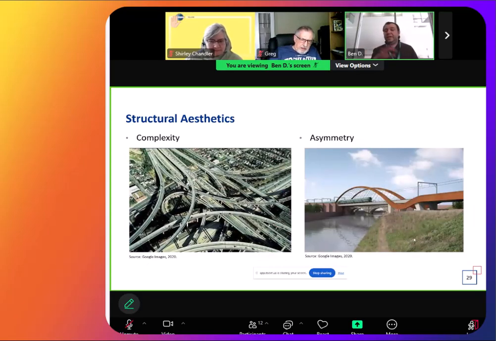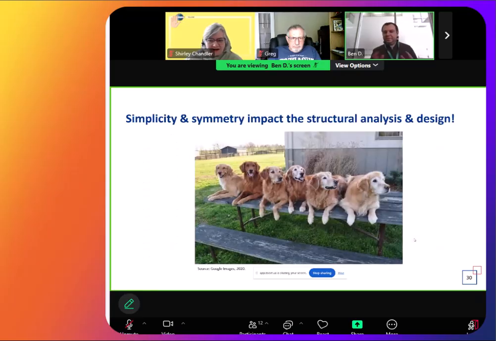On the other hand, if you have asymmetry, if you have complexity, oftentimes the regular public, or just an average person on the street, will think the structure doesn't look pleasant at all. And just to keep in mind, simplicity and symmetry oftentimes make the structural engineer's job easier: simpler analysis, simpler design. So that is one thing to look at from our perspective.